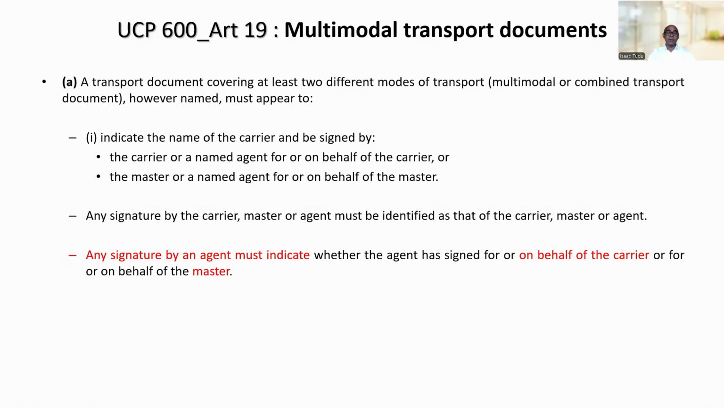Like that, when an agent signs a multimodal transport document for or on behalf of the master or captain, the agent is to be named and in addition to that need to indicate that agent is signing as agent for the master or captain of vessel so and so, or agent on behalf of the master captain of vessel, or words of similar effect. Again, I will repeat, the name of the master captain need not be mentioned. Let us understand this with an example.